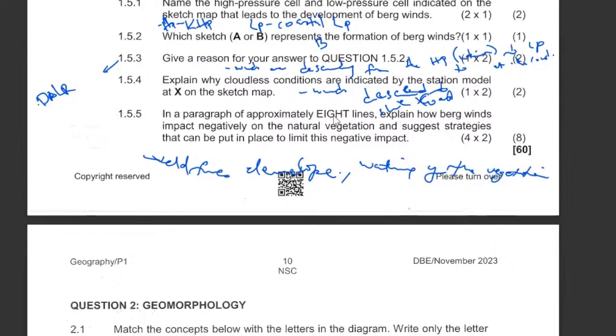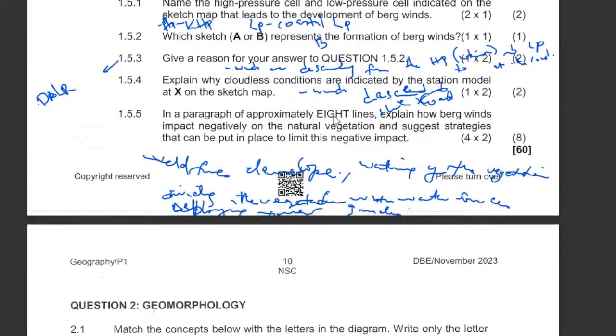Okay, that's number one. Number two, we can also say dividing the vegetation with water sources, which makes it difficult for fire to jump from one point to another. Also, deploying tower guides to observe the extent of the fire and try to stop it.